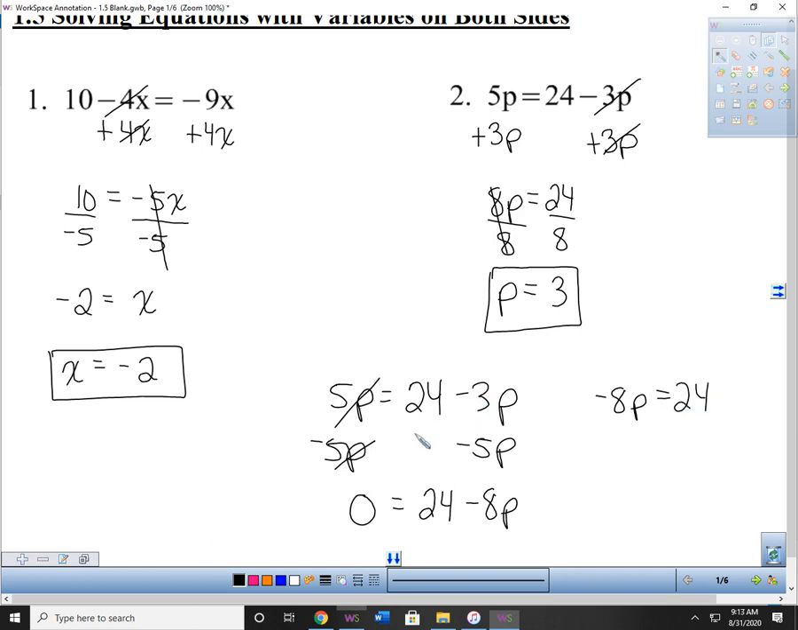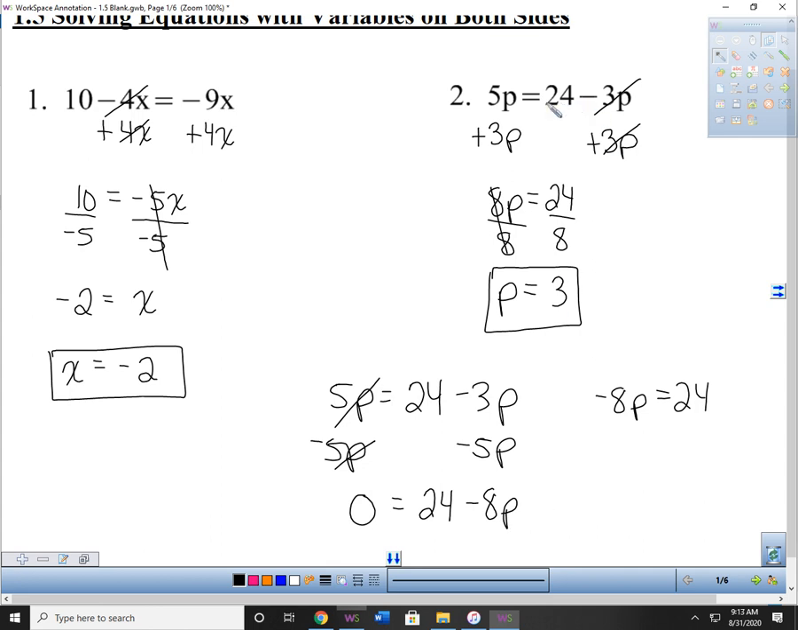But they didn't move that 3 over here, right? They moved this over here. And you shouldn't do that because then you have two things over here. Then you're still going to have to solve by subtracting 24 and dividing by negative 8. It's going to cause you to have a lot more steps.